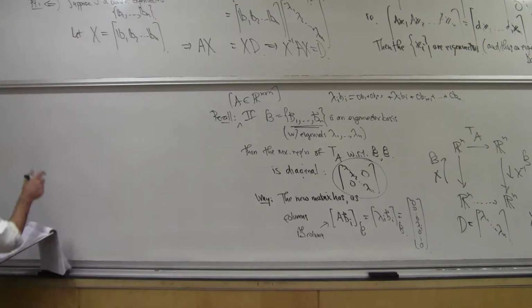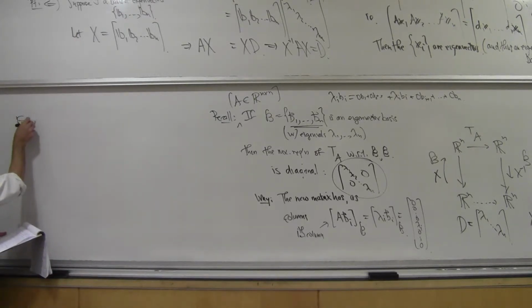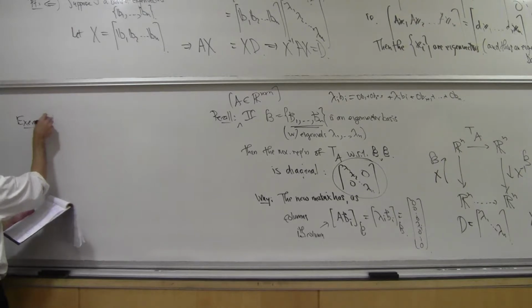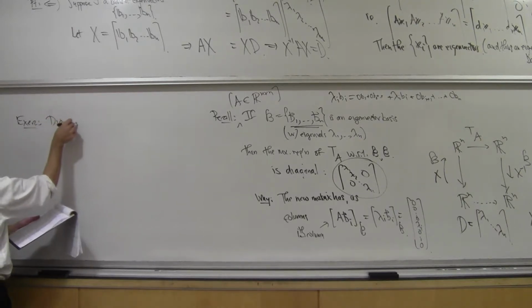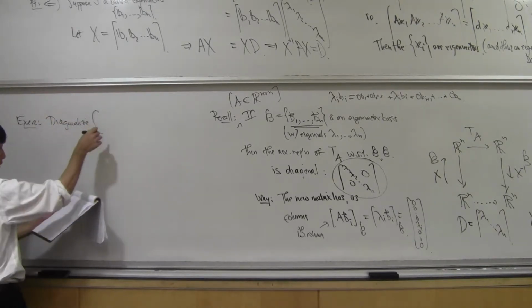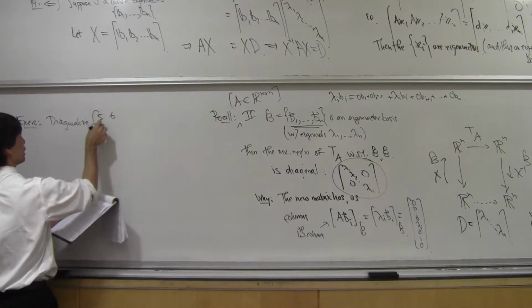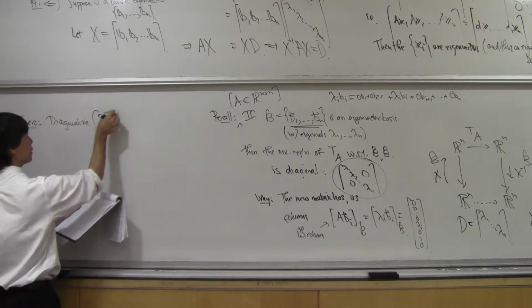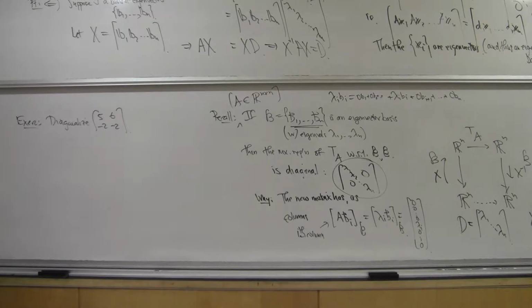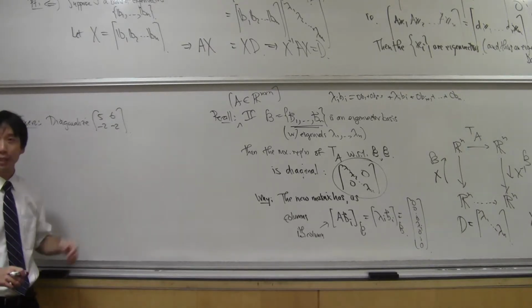Let me give you an exercise. Diagonalize the matrix 5, 6, -2, -2. Take 2 minutes and see if you can follow the procedure on the board and diagonalize the matrix.